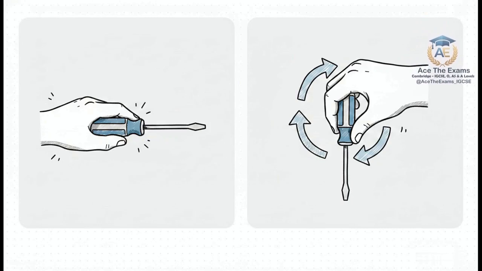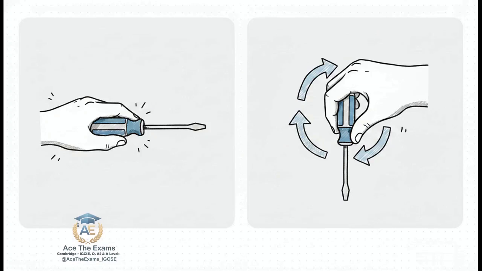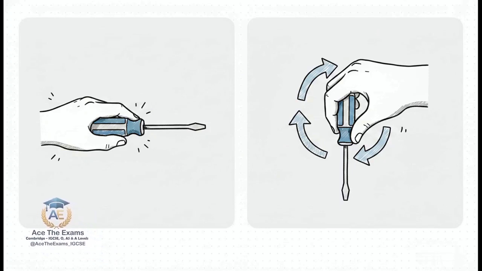Now, to write an A-star answer comparing these 2 scenarios, you must use our PEEL framework: point, evidence, explanation, and link. Your point, a single force causes lateral translation. Your evidence, the screwdriver slips sideways. Your explanation, a true rotation requires 2 equal and opposite forces acting at a distance. Your link, therefore, to drive the screw, a twisting motion is generated by applying these 2 forces. If you structure your physics answers with PEEL, the examiner essentially has no choice but to give you maximum marks.